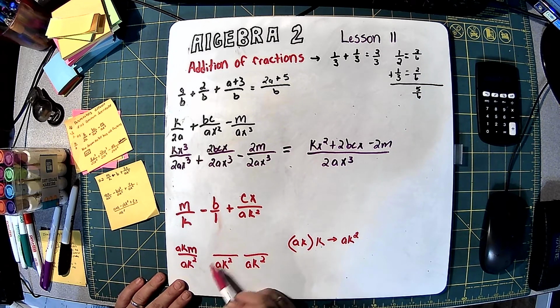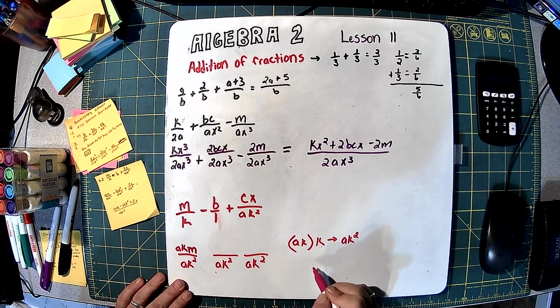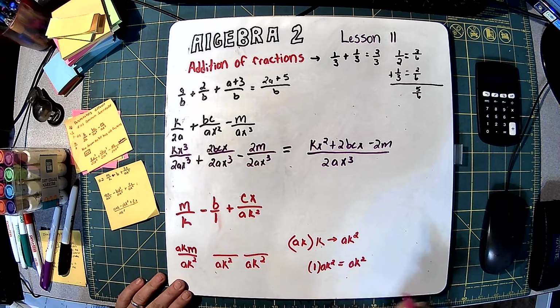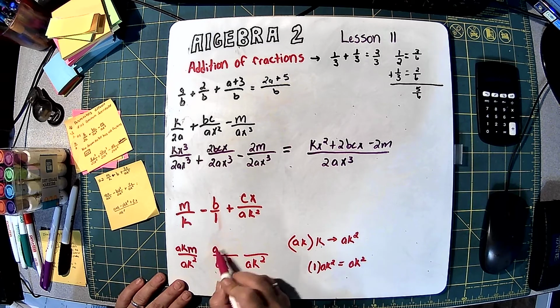This one, the whole thing, all we had was 1. So 1 times ak squared is going to equal ak squared. So we're going to put a, and then we got to put the b in.